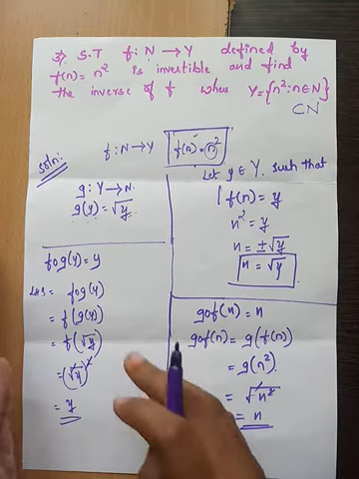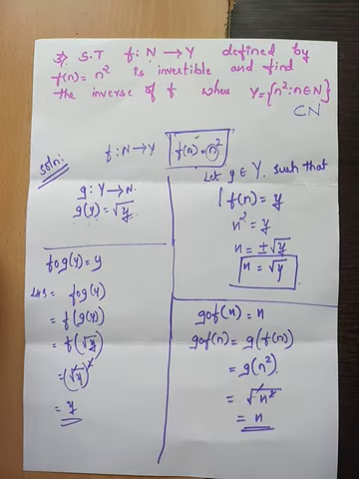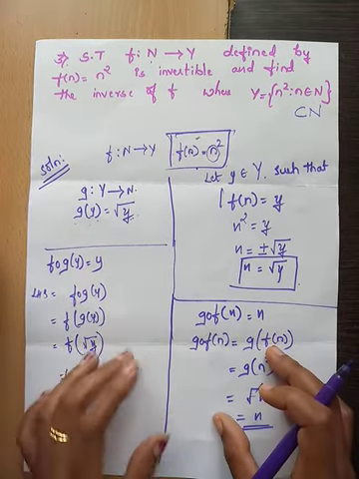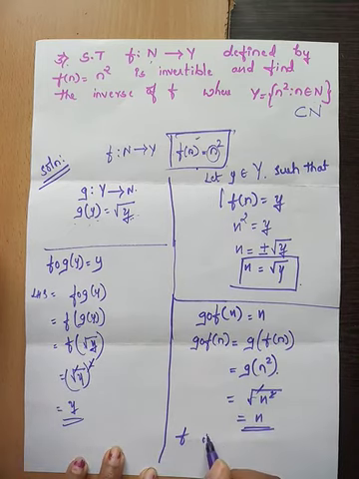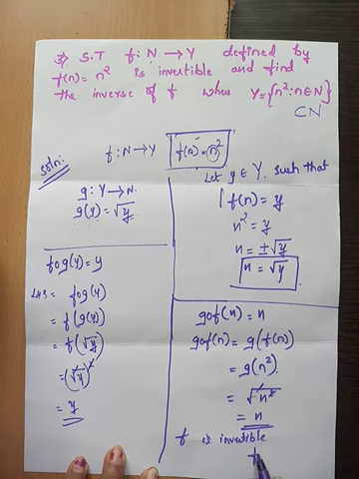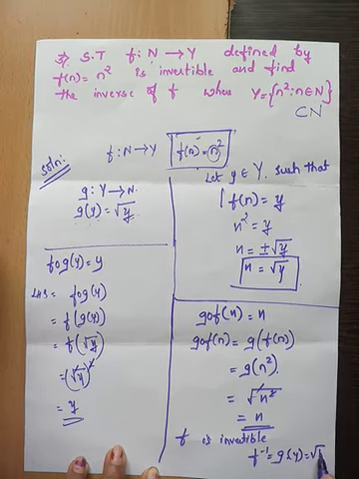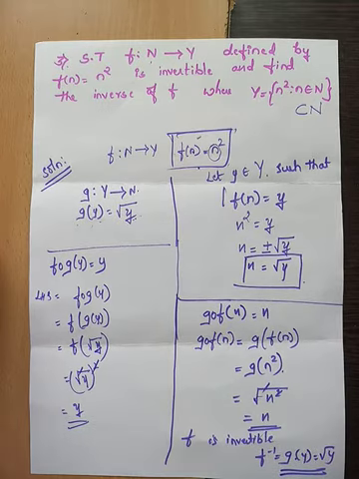So, what have we proved? f composition g of y is y, g composition f of n is n, which means the given function f is invertible, and what is its inverse? f inverse is nothing but g of y. What is g of y? Root y. I hope this is very clear.